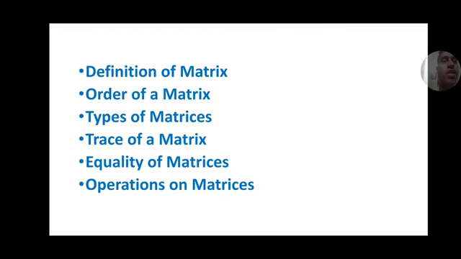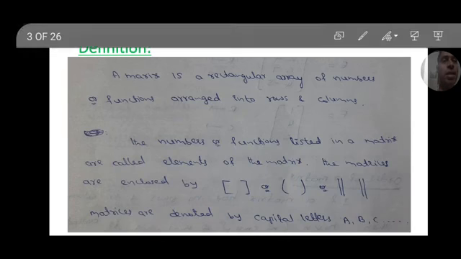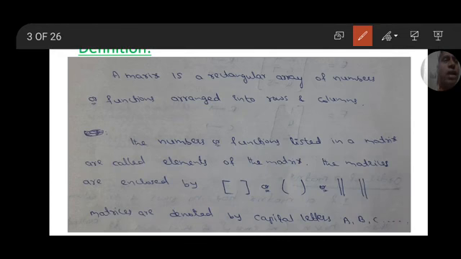So first, the definition of a matrix. A matrix is a rectangular array of numbers or functions, arranged into rows and columns. The numbers or functions arranged in rows and columns is called a matrix. Array means an ordered collection. Rectangular array. Array means it is an ordered collection of numbers or functions which are arranged in rows and columns.